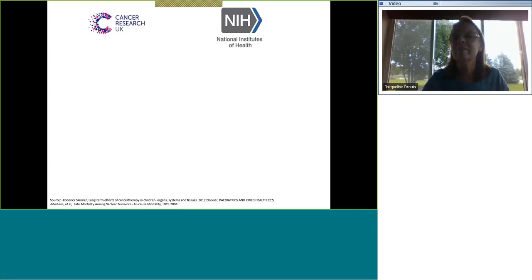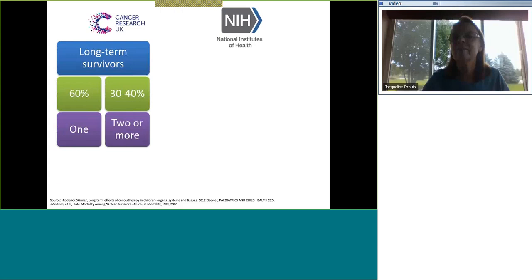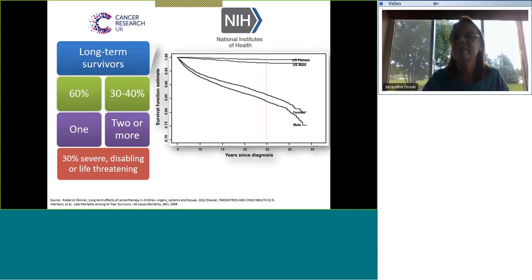It is in a research study done by the UK where they found out that 60% of long-term survivors had one sequel, and 30 to 40% had two or more sequels. But more importantly, 30% of those sequels were considered severe, disabling, or life-threatening. On the other hand, the National Institute of Health in the United States found out that survivors had a lower survival rate when compared with the regular population, and that this survival was diminishing the more years since diagnosis. What is important about this is that most of these sequels can be prevented or treated early so that they don't become life-threatening.